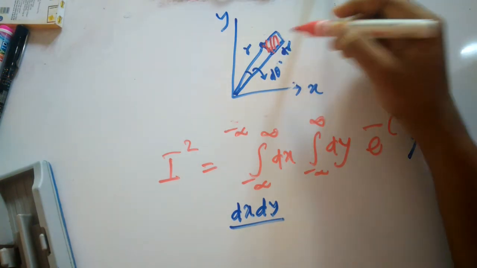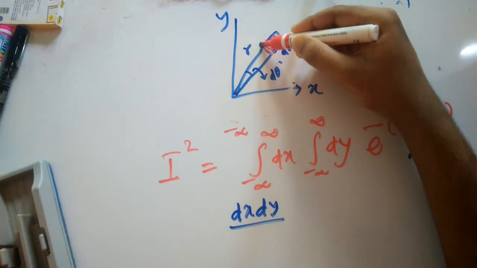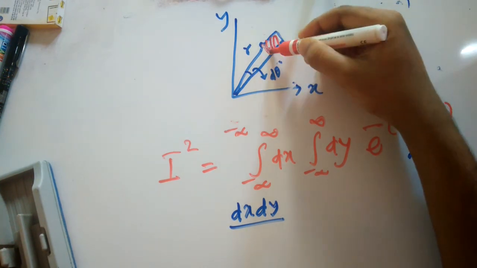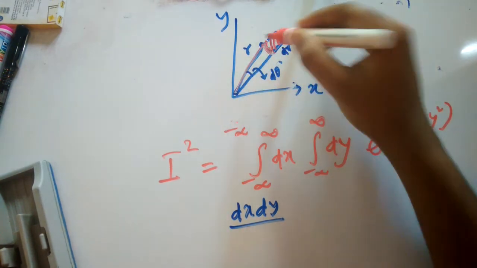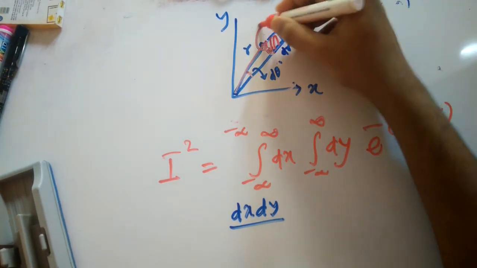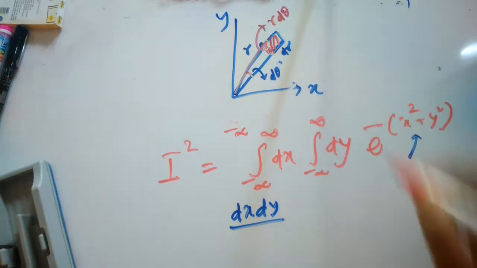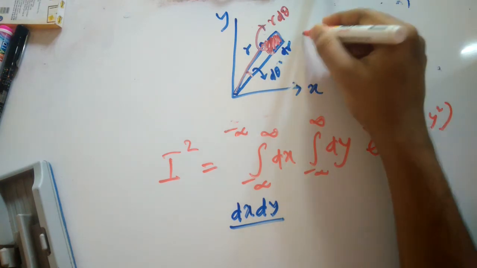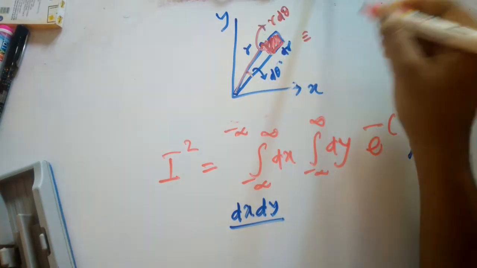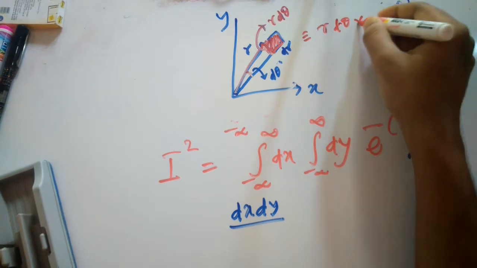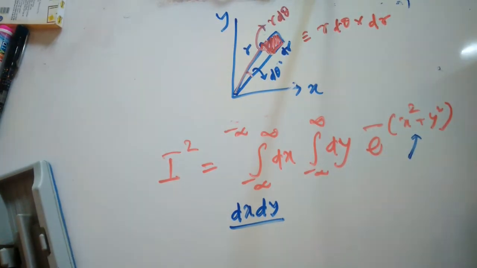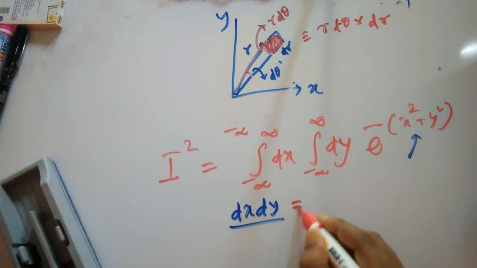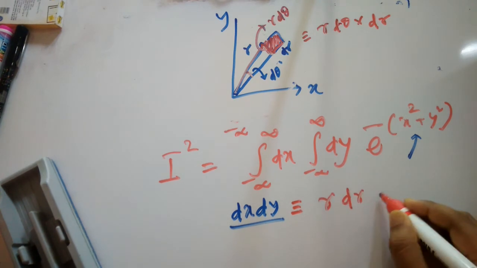Okay, and what is the value of this length? We know that is actually R into d theta. So this is actually R into d theta. Okay. So therefore, what is the area of this volume element? This is actually this into this. So that means R d theta into dr. Okay. I hope that you all understand this. So the dx and dy, this is equivalent to R dr d theta.